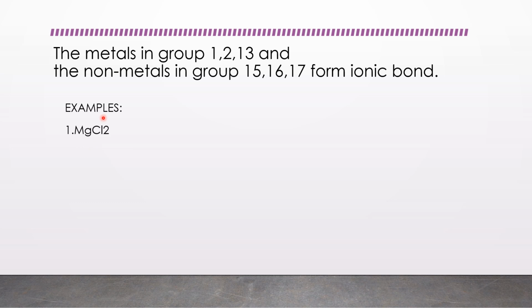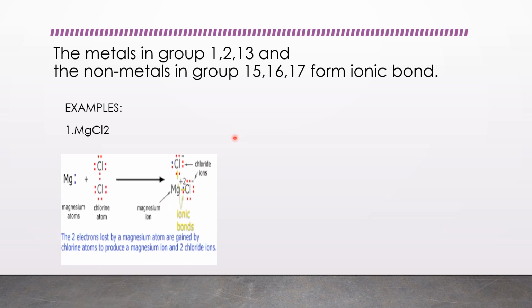Okay, and magnesium is in group 2 and this satisfies the metal, and chlorine is a non-metal, that is group 17. Okay, and magnesium has low ionization potential, low electron affinity, low electronegativity, and then chlorine has high ionization potential, high electron affinity and high electronegativity value.